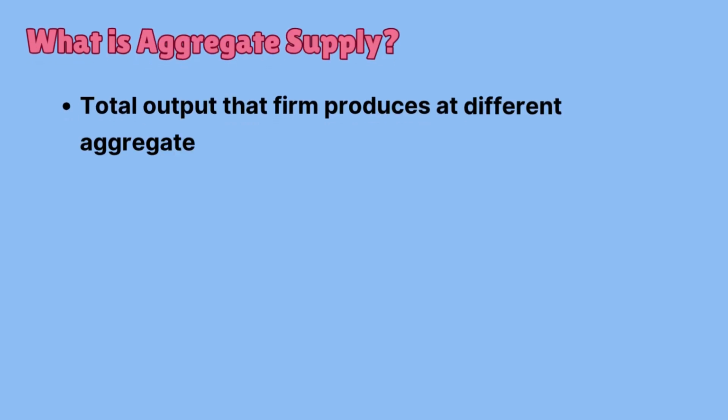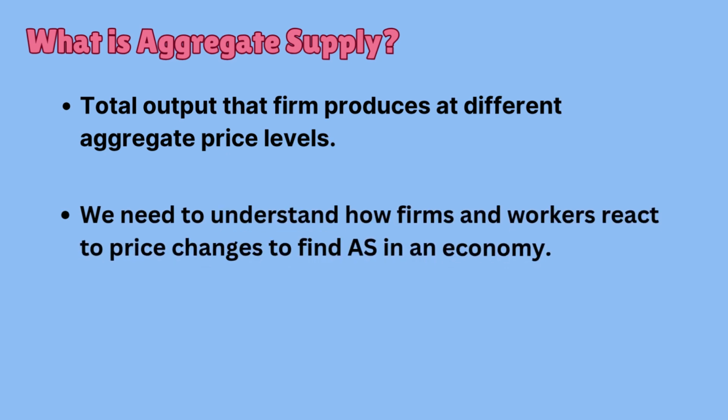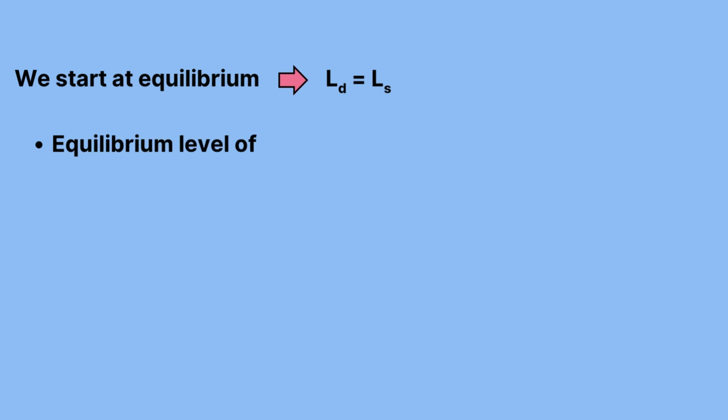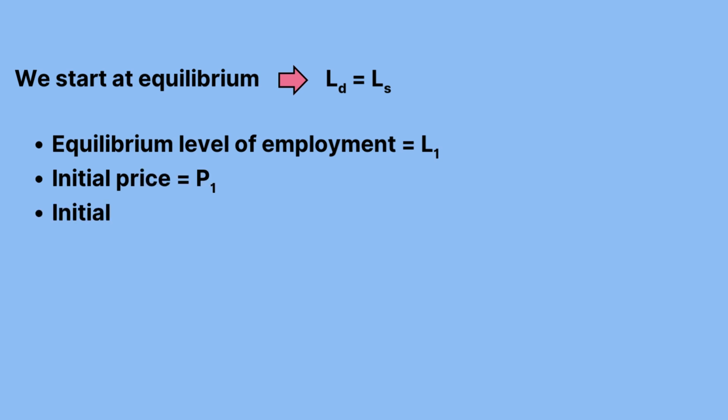What is aggregate supply? Aggregate supply shows the total output that firms will produce at different aggregate price levels. So we need to see how firms and workers react to a change in price level in order to find out what our aggregate supply looks like according to the classicals. Let us assume we start with an equilibrium position where labor supply is equal to labor demand. At L1, we have the equilibrium level of employment. Let P1 be the initial price and W1 be the initial wages at the equilibrium.